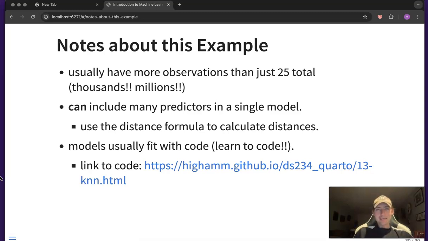All right, welcome back again. We've just got a little bit to finish up, actually just a single slide with just a few notes about this example.